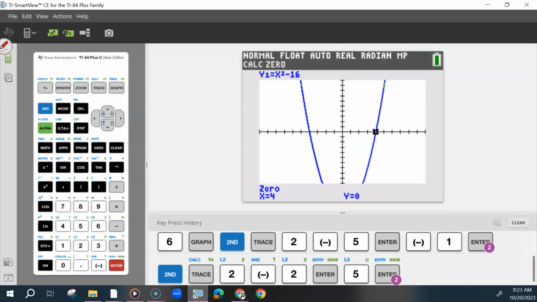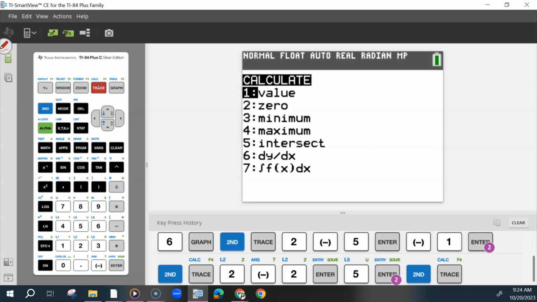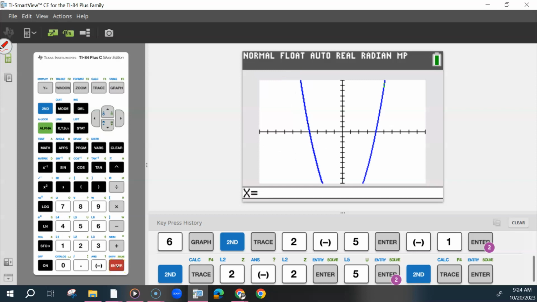Okay, so that's how you would find your x-intercept on a calculator. This is how we find the y-intercept. Go back into second trace. But this time we're going to go into value, number 1. And it asks for an x value.